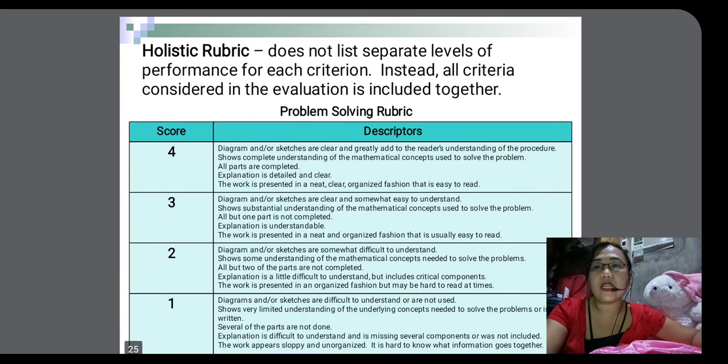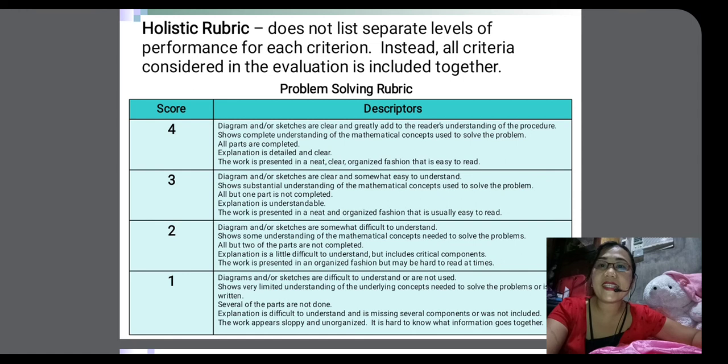So the next is what we call a holistic rubric. It does not list separate levels of performance for each criterion. Instead, all criteria considered in the evaluation are included together. So as what you can see here in the first column, we have the score, or you could write there the level of performance, because it is understood that if you got 4, you are outstanding, proficient, or exemplary. And for the second column, we have the descriptors. As you can see, all the criteria or the descriptors are lumped or combined.